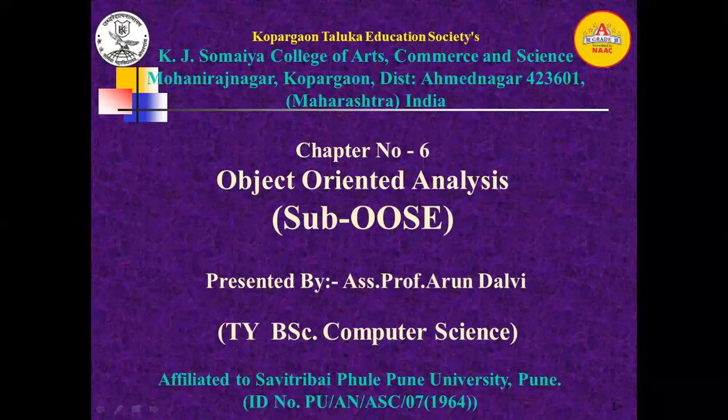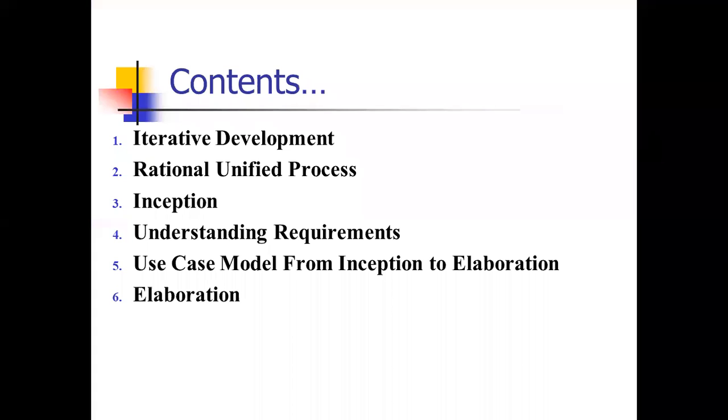Good morning, everyone. Today we are going to continue with chapter number 6, that is object oriented analysis. We are going to start chapter number 6, object oriented analysis. These are the contents from chapter number 6: iterative development, Rational Unified Process, that is RUP, then inception, then understanding requirements, use case model from inception to elaboration, and elaboration. So we are going to start with iterative development.